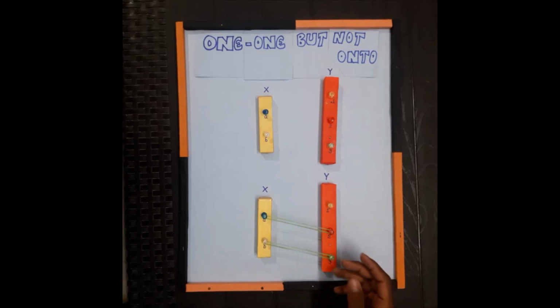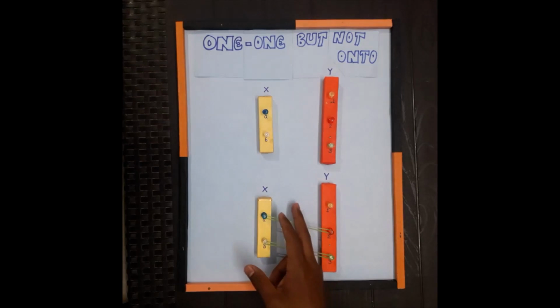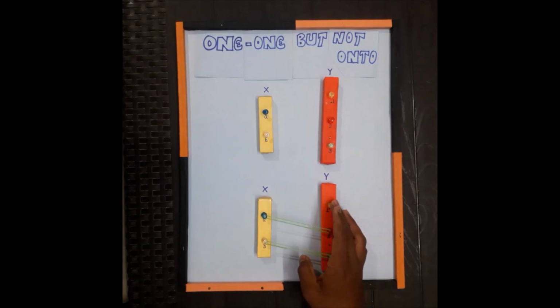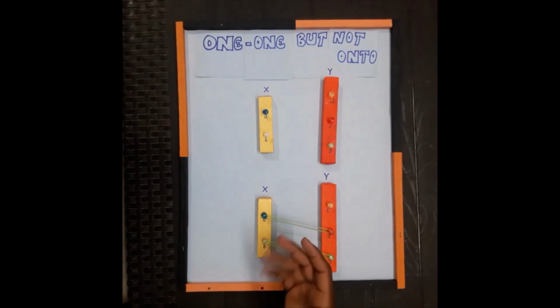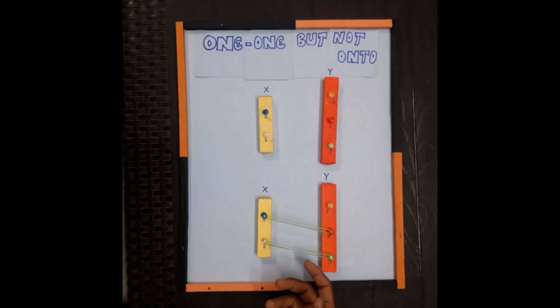So this function represents a one-one function, and every element in x has a unique image in y. So the function is one-one, and the pre-image of the element 1 of y does not exist, so the function is not onto. The application of this project is to demonstrate the concept of a one-one but not onto function.